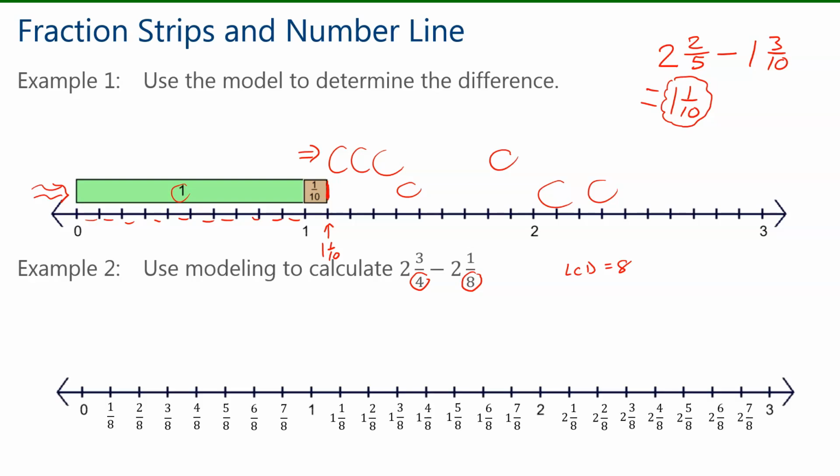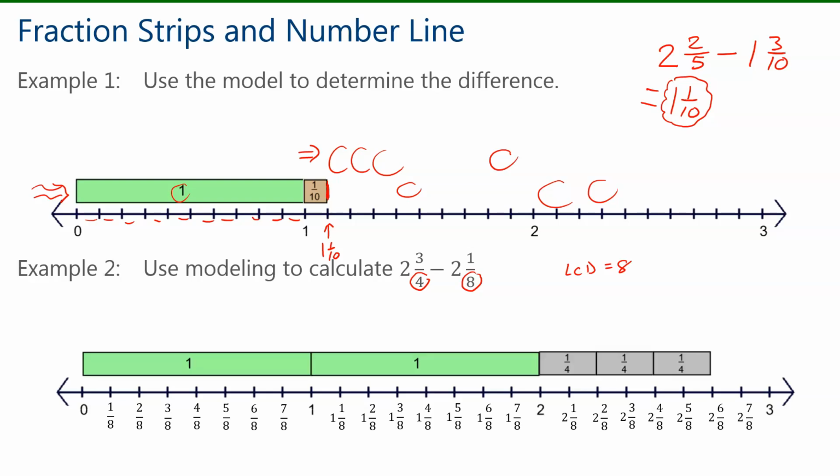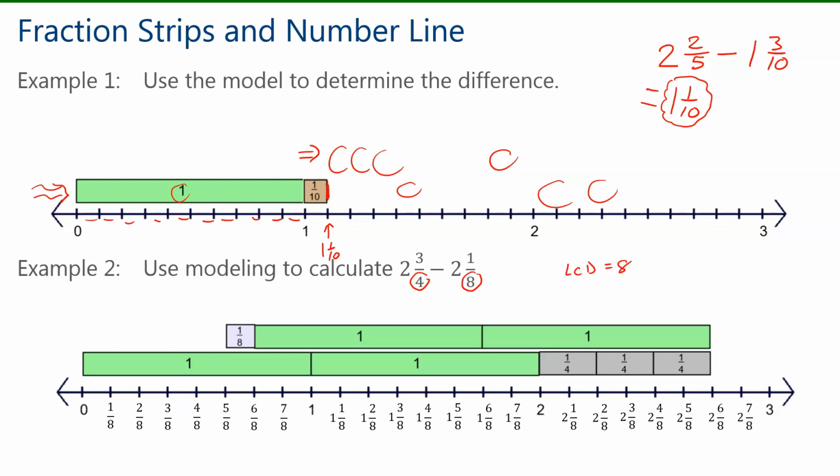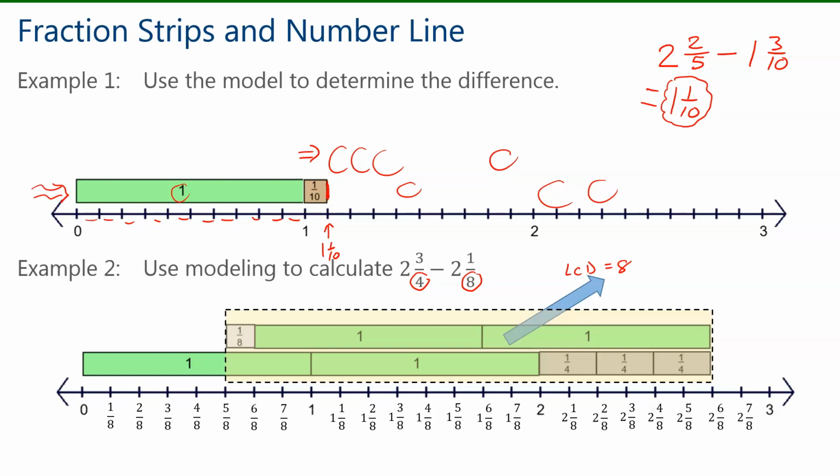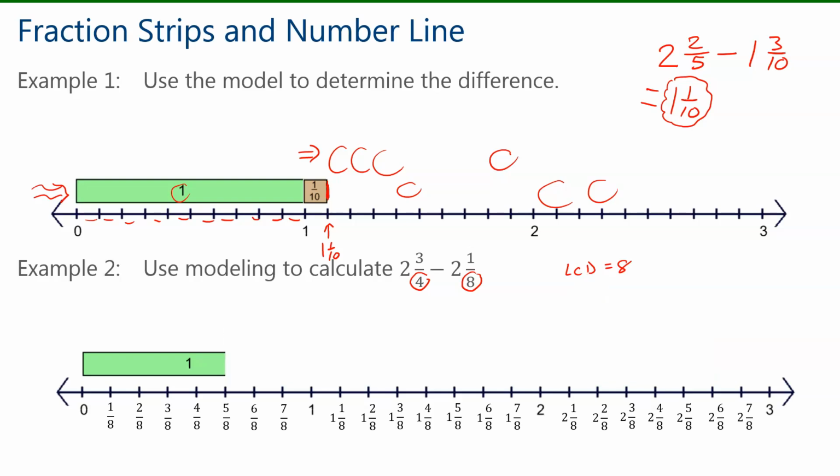Now we're going to place down 2 3/4, so 2 whole fraction strips and 3 1/4 strips, and we're going to take away 2 wholes and a 1/8 fraction strip. Let's highlight, let's take it away, and what are we left with? It starts at 0, and it ends at 5/8. So 5 1/8 strips will cover up that area beautifully. Our answer to this particular subtraction calculation is 5/8, and that cannot reduce.